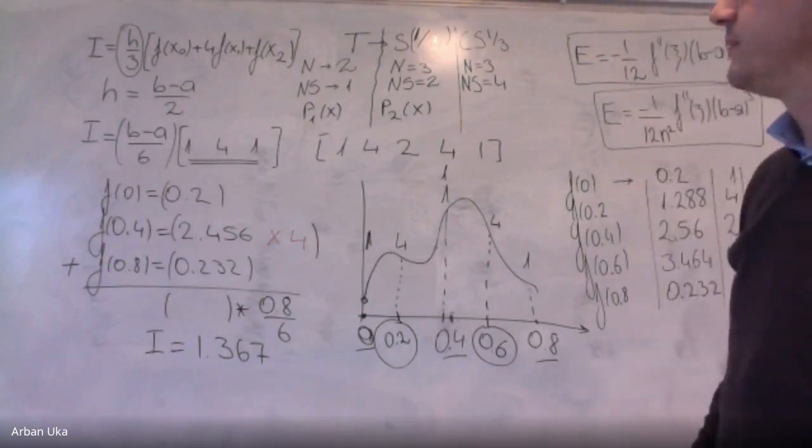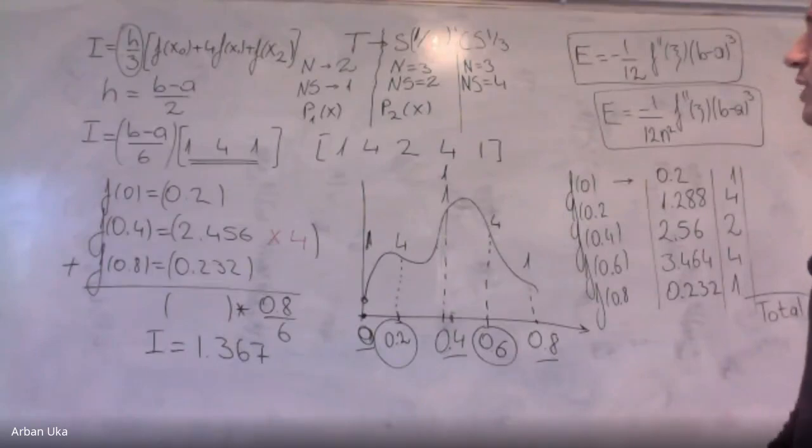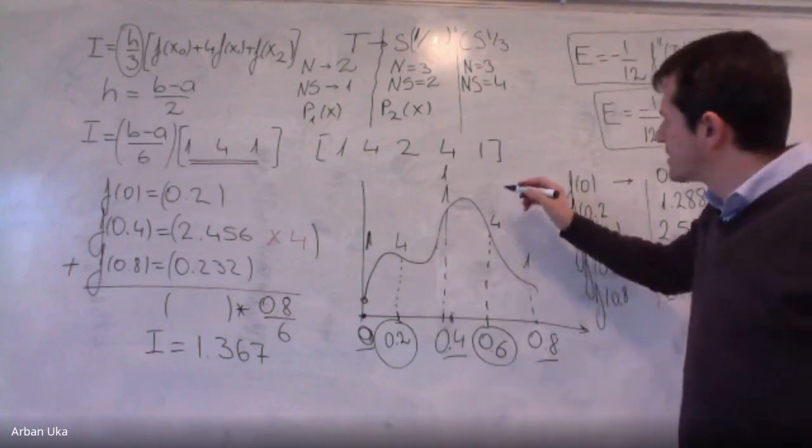Sash Danit? Can you help me here? B minus A over 4. Let me think. Let's think together about this one.